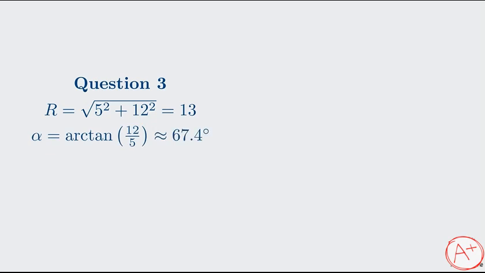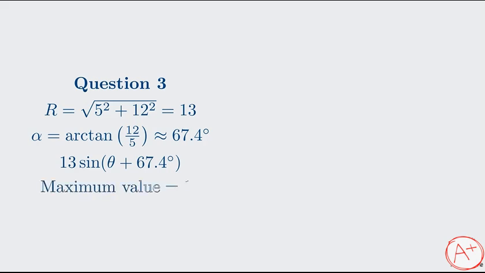For question 3, the harmonic form. R is the square root of 5 squared plus 12 squared, which is exactly 13. Alpha is the inverse tangent of 12 divided by 5. The expression is 13 sine of theta plus 67.4 degrees. Since the maximum value of a sine wave is 1, the maximum value of this expression is simply R, which is 13.